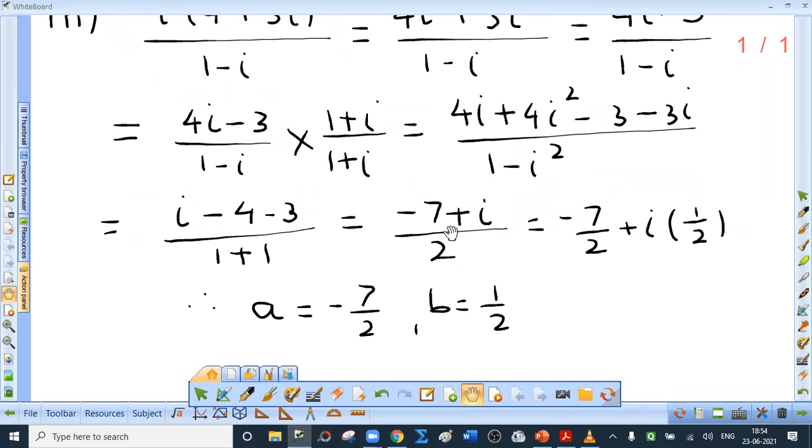If you write this as the final answer, you won't get full marks. You have to split the numerator. So minus 7 by 2 plus i into half. So what is a? Minus 7 by 2. And what is b? Half.